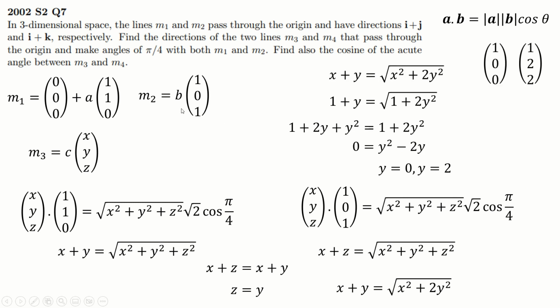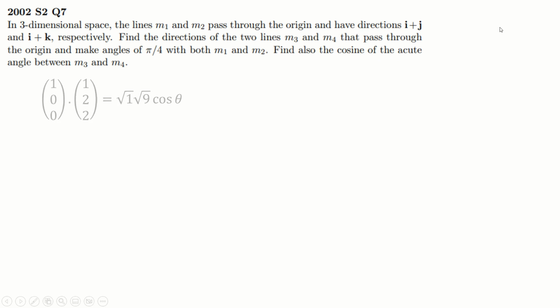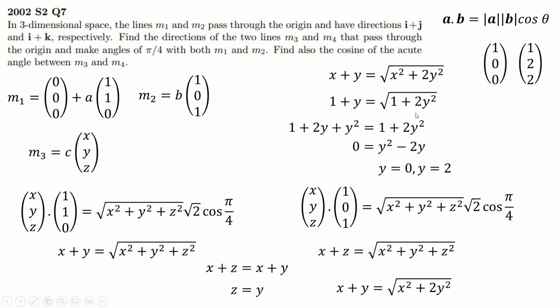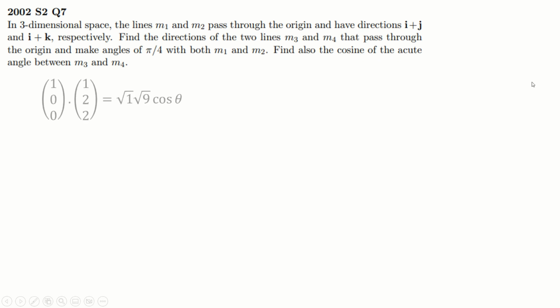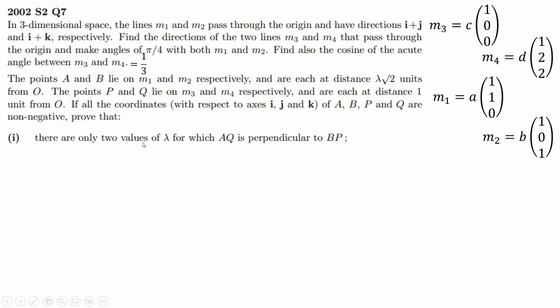For our first part. And then it says find the cosine of the acute angle between them. So again, we're just going to use this, dot them together with their mods. Root 9 comes from the 1 squared plus 2 squared plus 2 squared, of course. This makes 1, because the zeros help out. That's 3, so it's 1/3 is cos theta. And we'll be good to go.